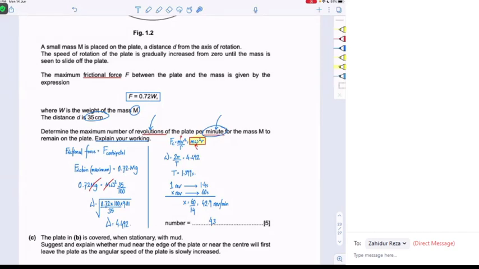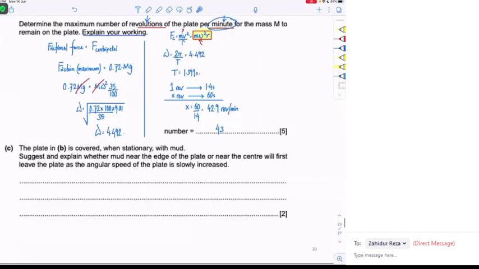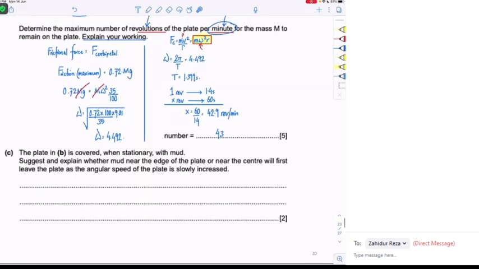Okay. There's a follow-up question here. The follow-up question is what? The plate in B is covered, when stationary, with mud. It's like a pottery wheel. So there's mud on it, right? So there's like mud here. They're asking you to suggest and explain whether the mud at the edge or the center will first leave the plate as the angular speed is slowly increased.